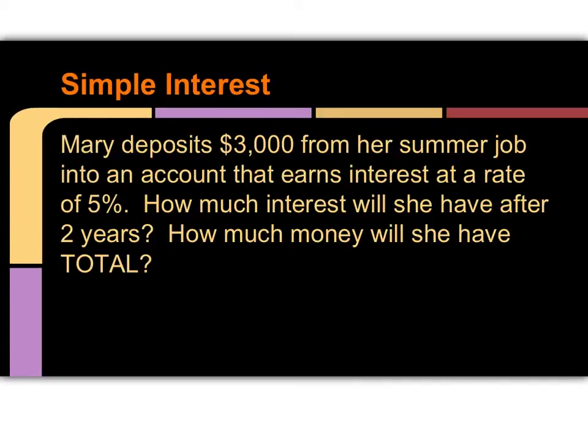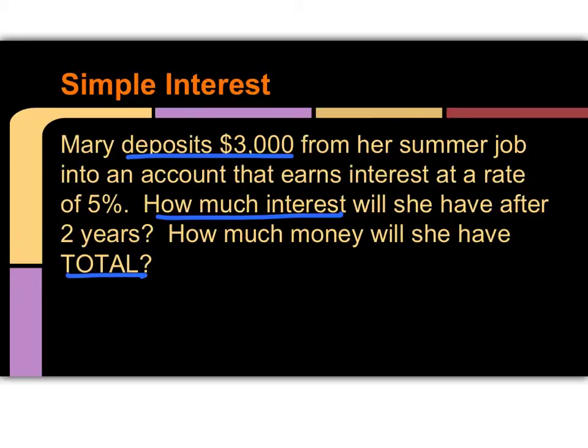Mary deposits $3,000 from her summer job into an account that earns interest at a rate of 5%. How much interest will she have after 2 years? How much money will she have total? So this one's asking for both: how much interest and what her total amount will be. Now she deposits $3,000 from her summer job. Deposits means I'm putting the money into the bank account. Putting money in the bank.